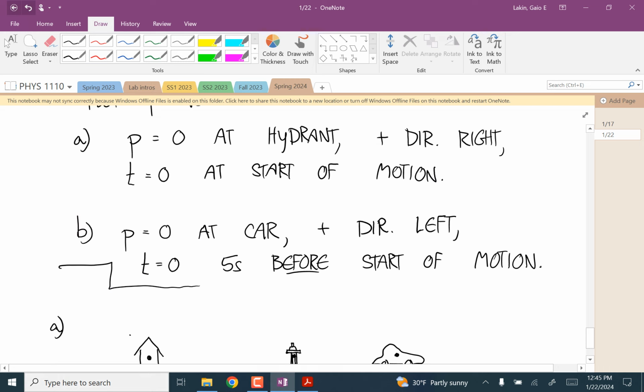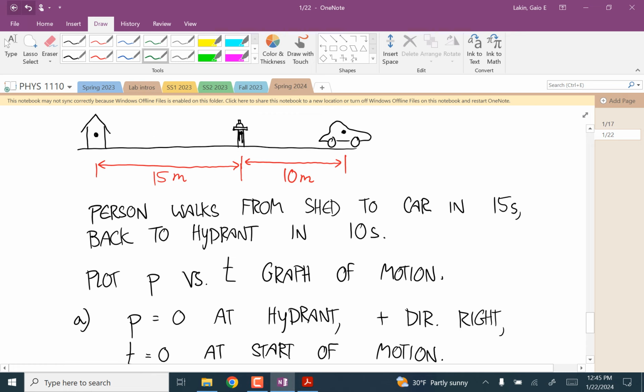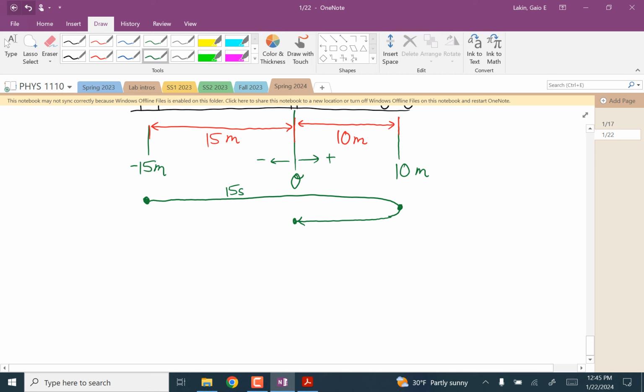And now I'm going to draw the motion. So the motion starts at the shed, goes to the car, back to the fire hydrant. It starts at the shed, goes this way until it gets to the car, and then goes back to the hydrant. From this instant to this instant takes 15 seconds. And from this instant to this instant takes 10 seconds.